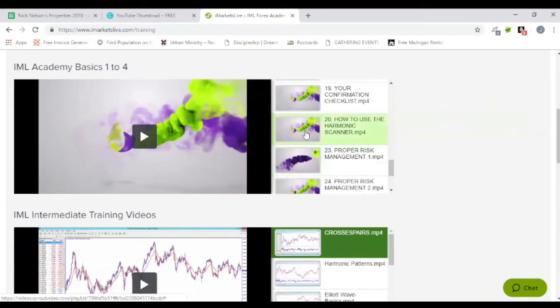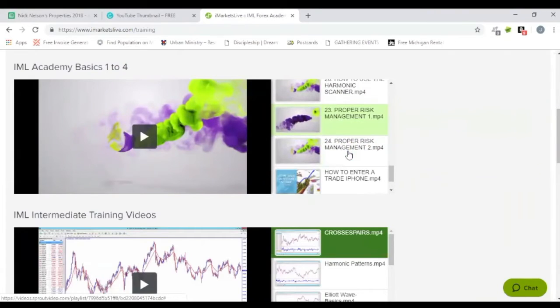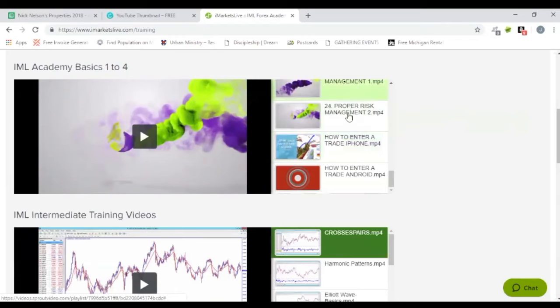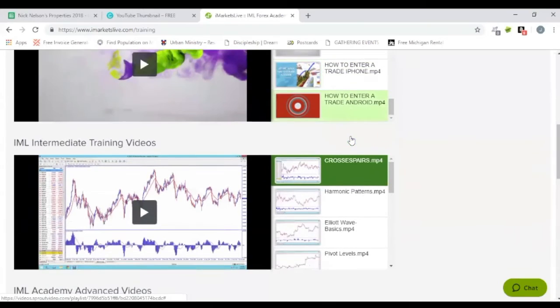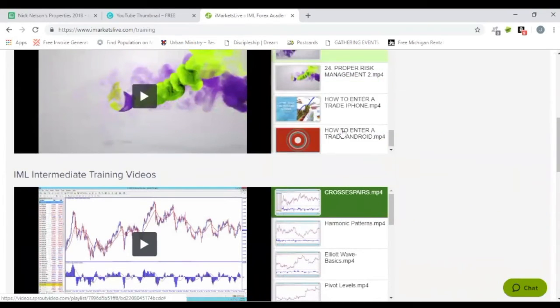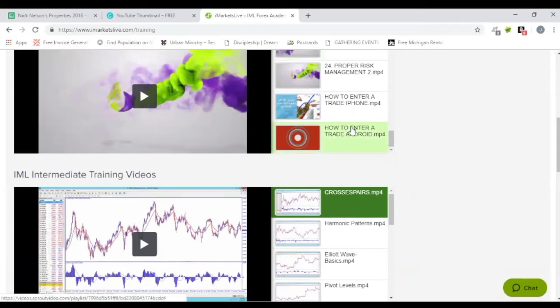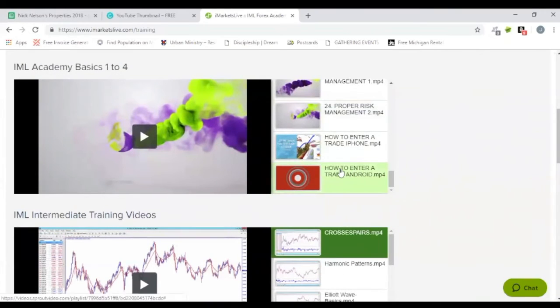Now it's going to help you use the harmonic scanner. It's going to help you develop risk management. Notice how there's two videos for that because it's that important. How to enter a trade, whether you're an iPhone or an Android. And so basically, notice how the last video on the basics is how to enter a trade.